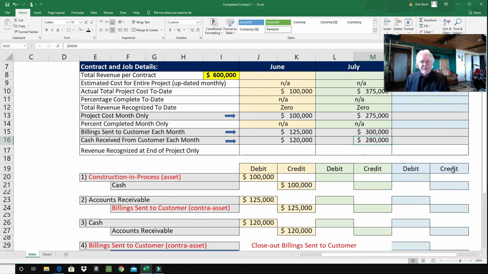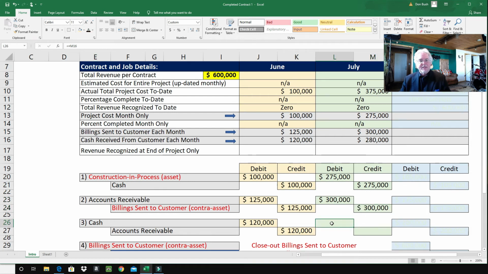So let's come down to the journal entries. So construction in process. How much did we spend this month on construction? We spent $275,000. You can get that number right up here. And we're assuming we're spending cash. Accounts receivable and billing sent to customers. So what was the total amount of invoices that we sent to our customers? Well, it's right here. $300,000 was sent to them during the month of July. And here we go, $300,000. So that journal entry is done.